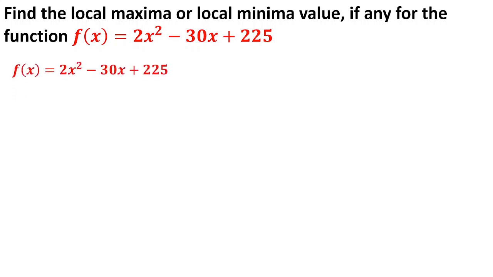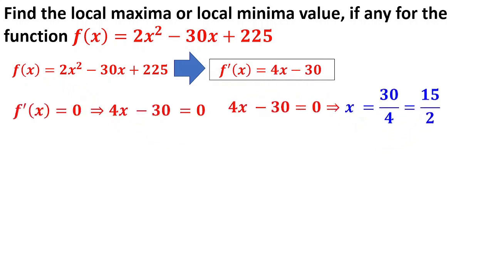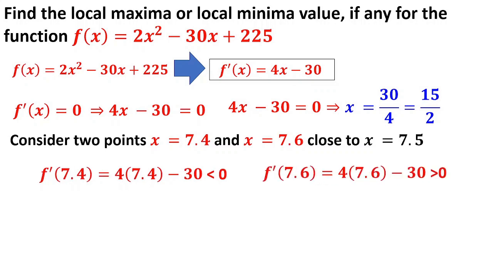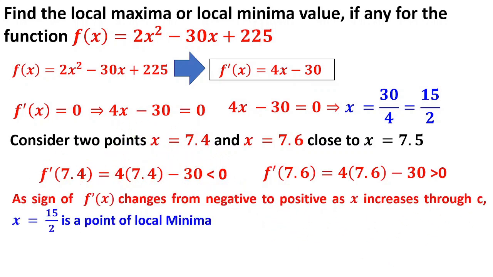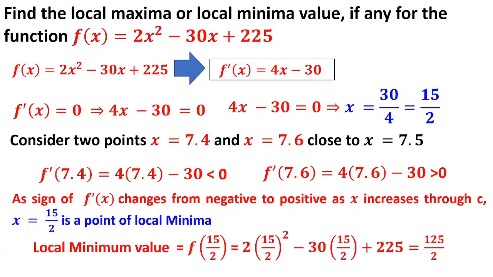We have to take 2x square minus 30x plus 225, and I find f dash of x and equate it to 0. I am getting 15 by 2. What is 15 by 2? It is 7.5, where I take 7.4 and 7.6. Let me find f dash of 7.4. It is coming as less than 0 and f dash of 7.6 is coming as greater than 0. Therefore, f dash of x changes from negative to positive. Therefore, it is a point of local minima and the minimum value is 125 by 2.